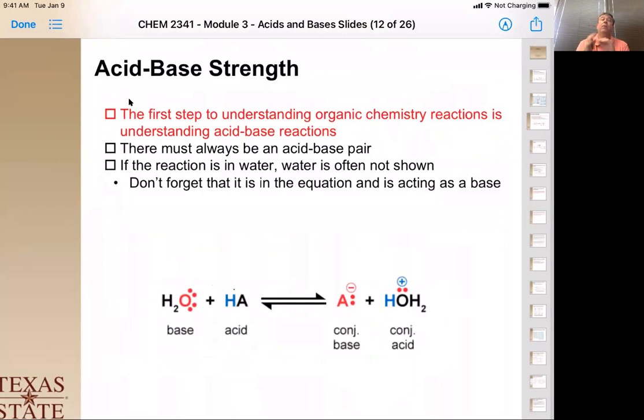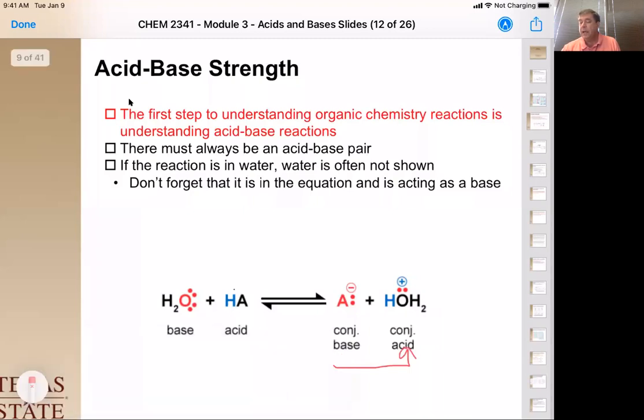The water in the reaction sometimes is just not shown because there's so much of it around, but in the absence of water, you have to look for what your base is. In this case here, we need to have our base on one side that turns into our conjugate acid. I'm sorry, our base turns into our conjugate acid. Sorry, pointing the wrong one.